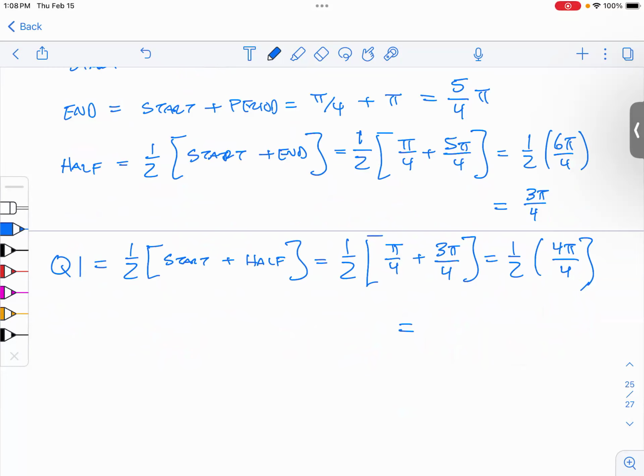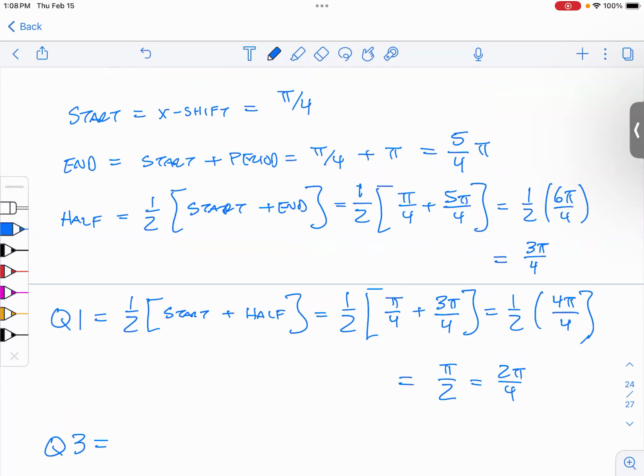And 4 pi over 4 times 1/2 is pi over 2, which is actually 2 pi over 4. And oh my gosh, I think we can just guess what Q3 is. What's Q3 going to be? Do you see the pattern? This was 2 pi over 4. So I have 1 pi over 4, 2 pi over 4, 3 pi over 4, and there's 5 pi over 4. What's the missing one? Pi, aka 4 pi over 4, which is just pi. Right? And we could have done that from the beginning.